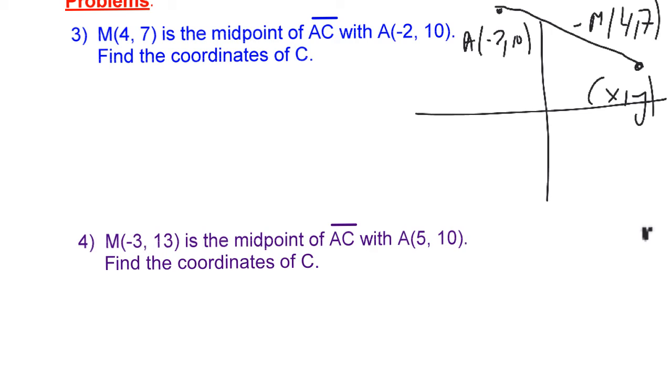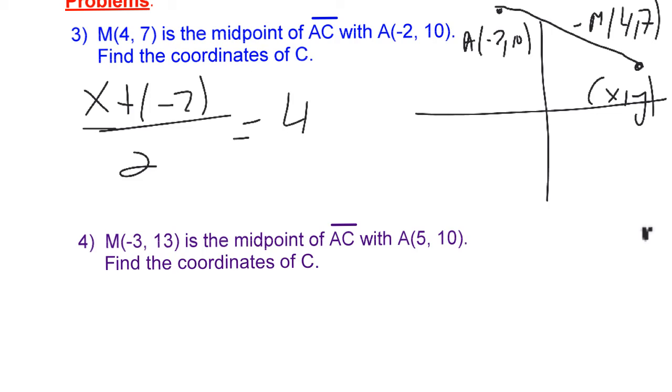So think about it: M is the midpoint, so M is the average. And how do you think average? You add two numbers and then divide by 2. Okay, so you can do x plus negative 2 divided by 2 is equal to 4. Now if you do arithmetic, multiply by 2, so you get x minus 2 equals 8. I'm going to cross this out. X equals 10.